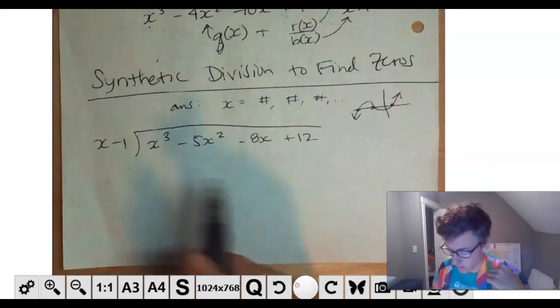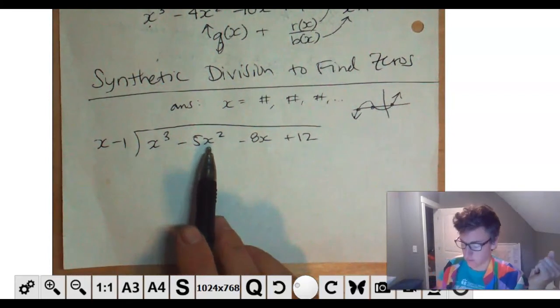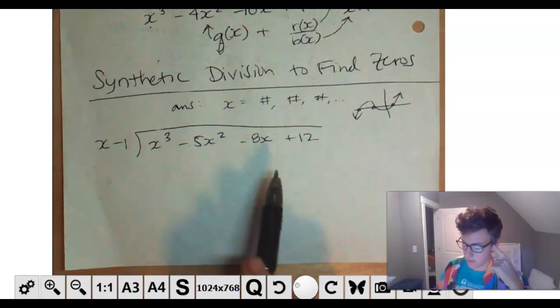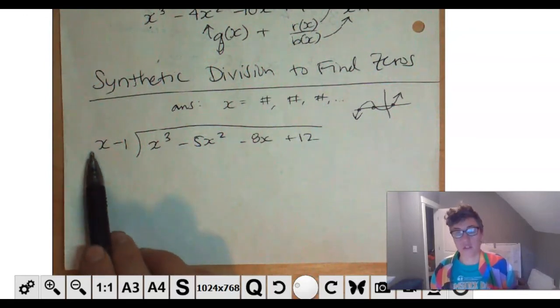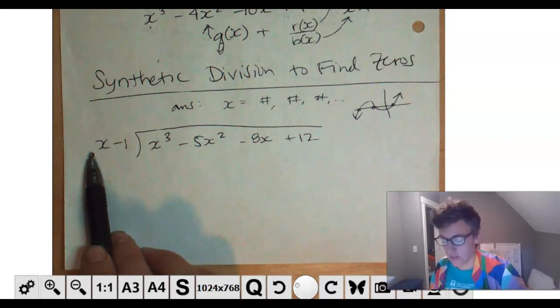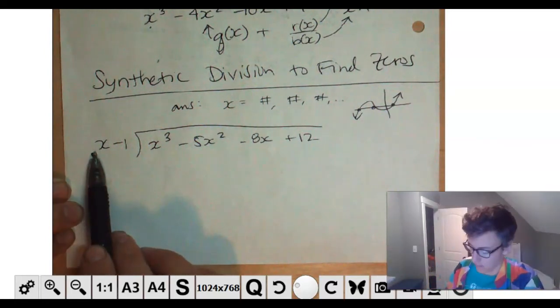All right, so I just wrote it down. x cubed minus 5x squared minus 8x plus 12 divided by x minus 1. I can use synthetic division because the coefficient on this x is 1. I don't have to do anything to it. We're going to stick in that realm for today.